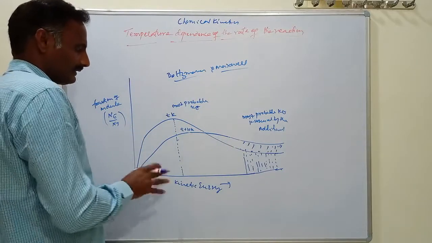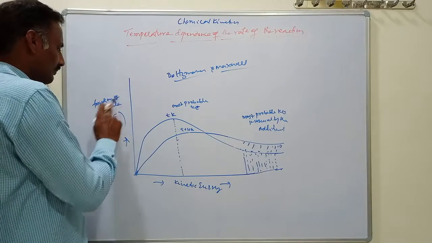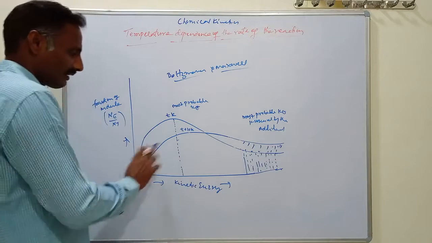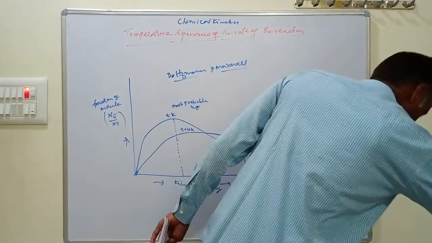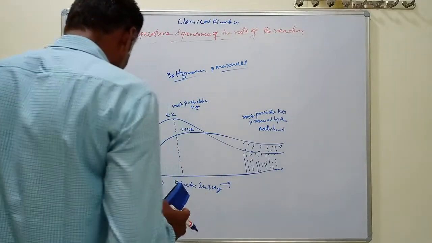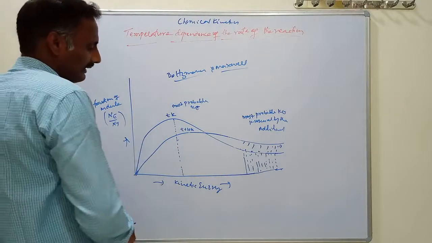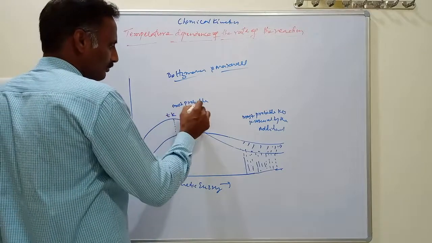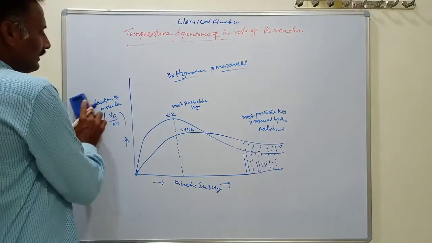This diagram is also important from the exam point of view: the fraction of molecules versus kinetic energy. This is the information given by the Maxwell-Boltzmann curves. The kinetic energy of the maximum number of molecules in a reaction mixture is called the most probable kinetic energy.